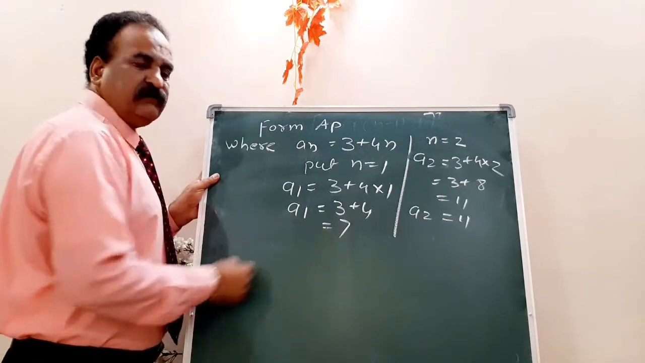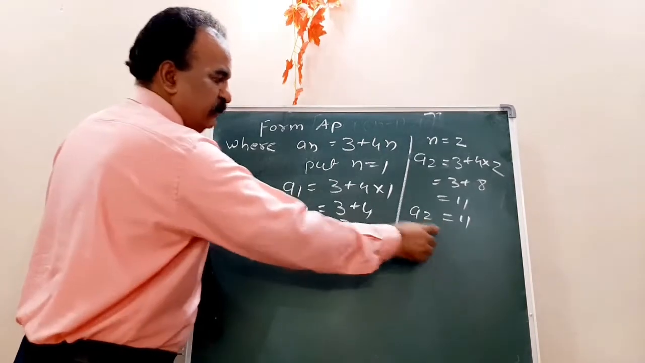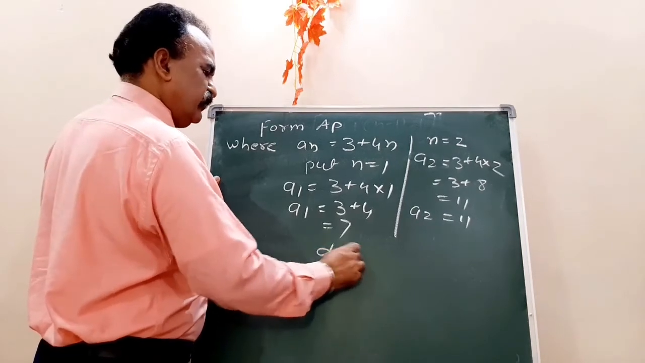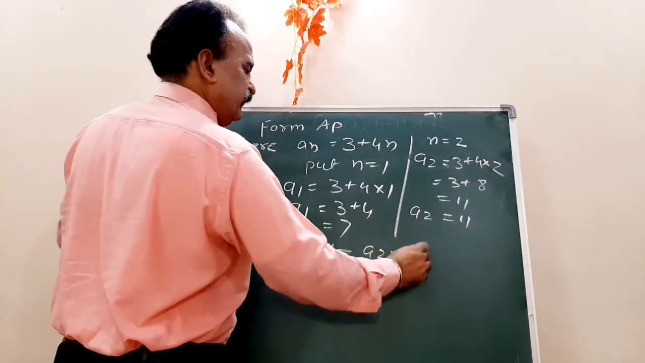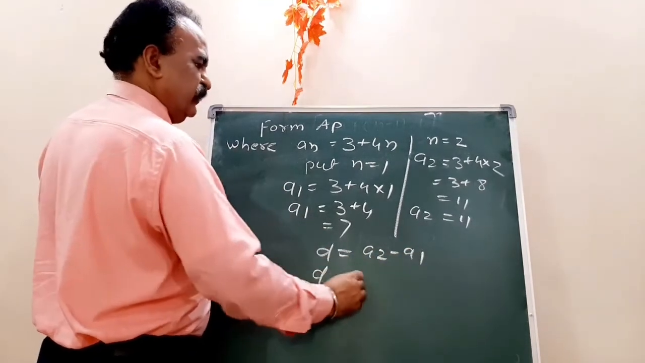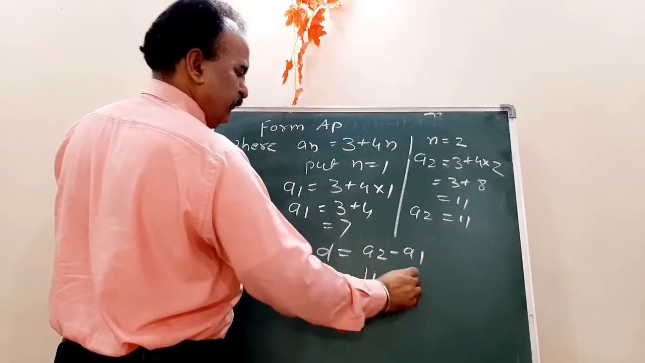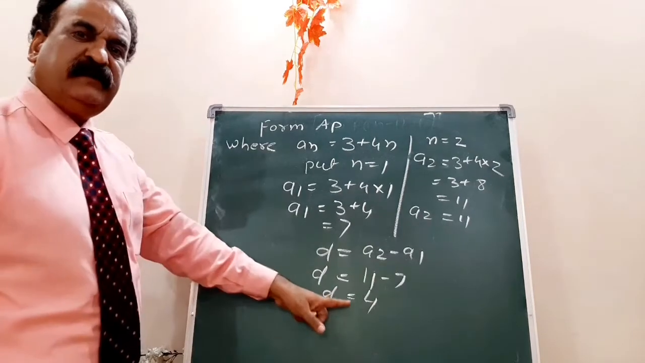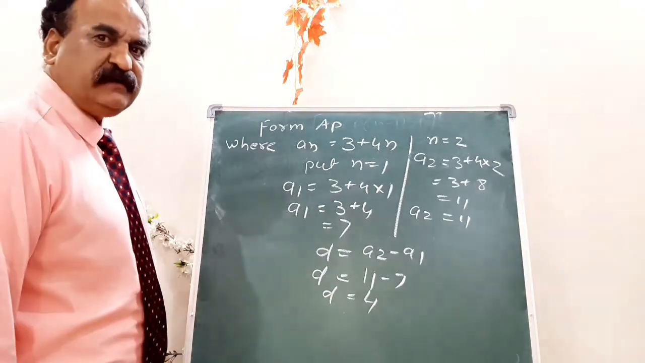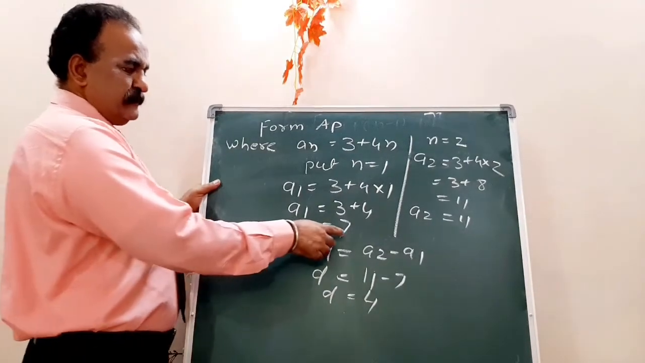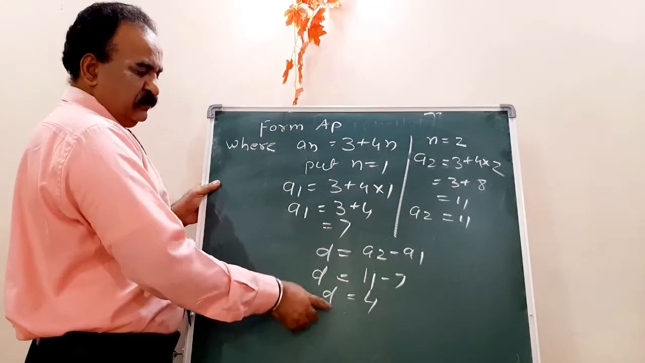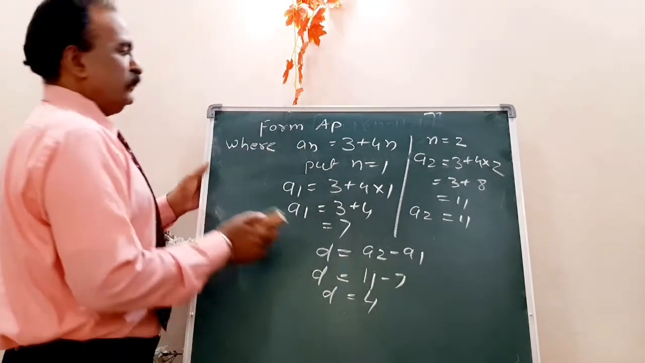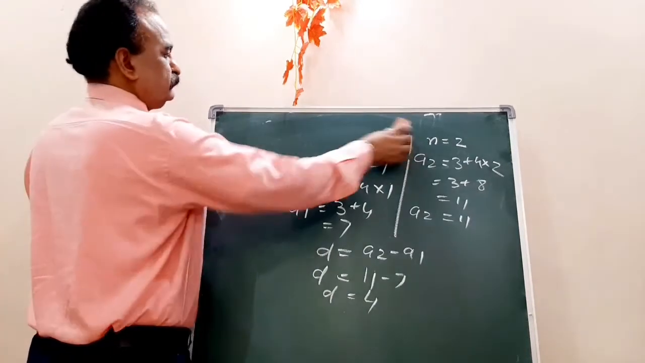And first term A1 is equal to 7. Now second term minus first term: the common difference D is equal to A2 minus A1. So D is equal to 11 minus 7, so D is equal to 4. The common difference is 4. Now you can construct an AP because the first term you know, 7, and the common difference you know, 4. Let us see how to form an AP.